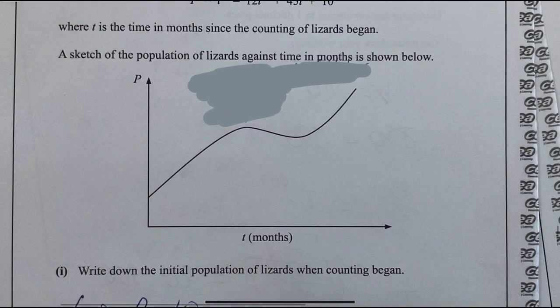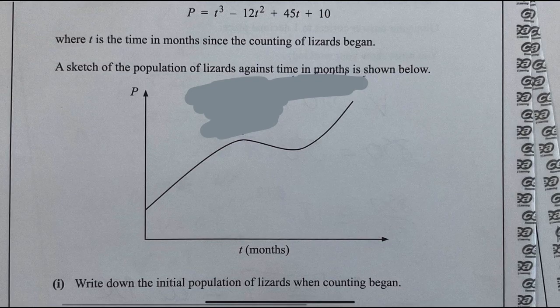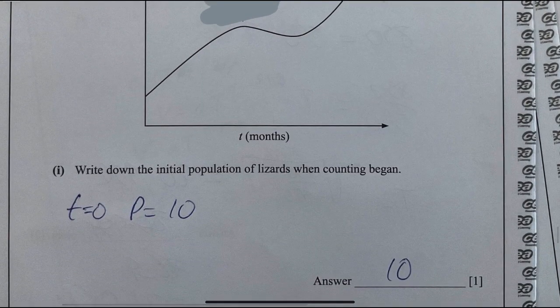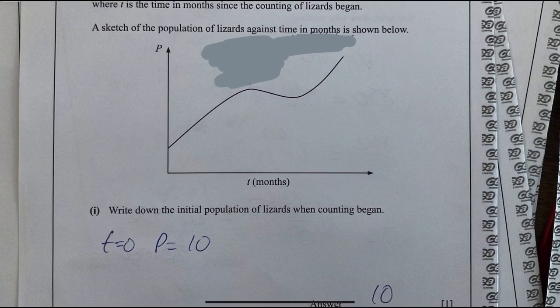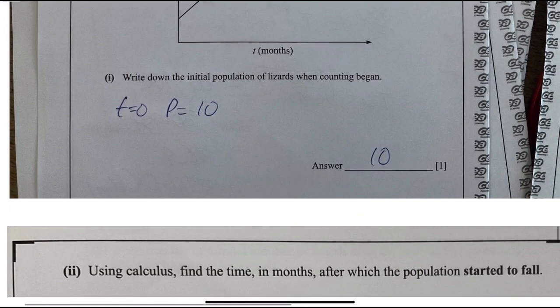Okay, so write down the initial population of lizards when counting began. Initially means when t is equal to 0. So this is a wee bit more like a mechanics question, to be honest. But there we go. When t is equal to 0, put t equal to 0 into this up here. That's going to be 0, that's going to be 0, that's going to be 0. You're left with 10. So when t is equal to 0, P is equal to 10.